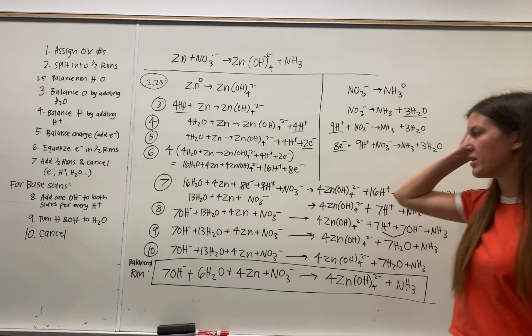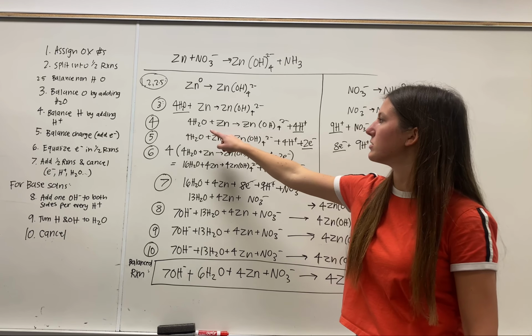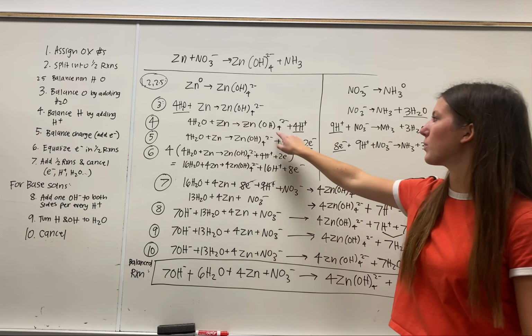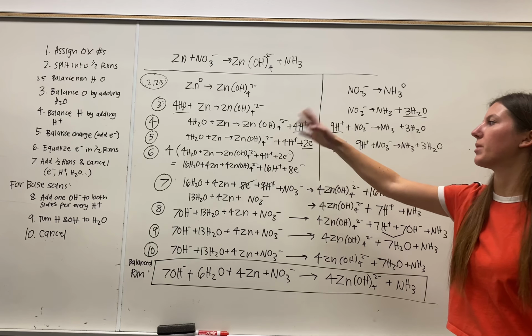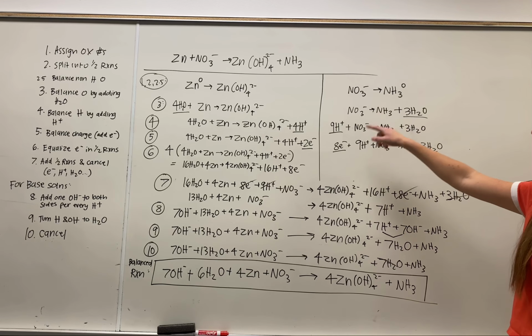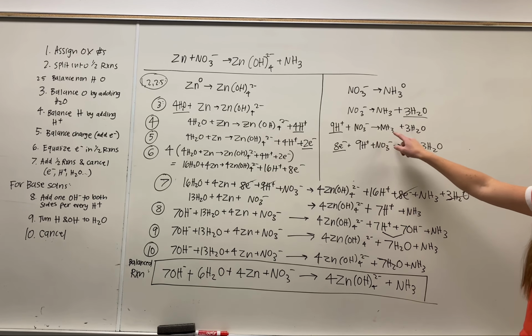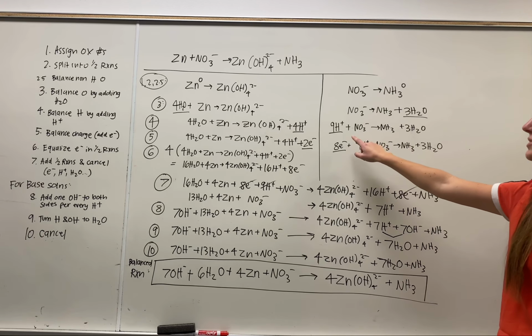Step 4, balance H by adding H+. So we have 8 H's on this side, and we already have 4 H's on this side, so we only need 4 H+ on the zinc half reaction. And then we need 9 H+ on the NO3 half reaction because we have 3 plus 6 H's on this side, so that's 9 H's, so we need 9 H+ over here.